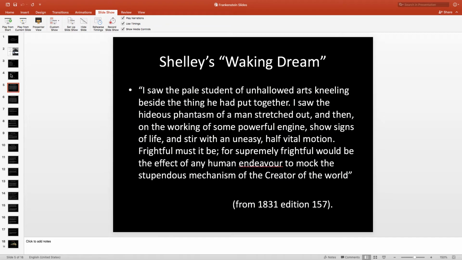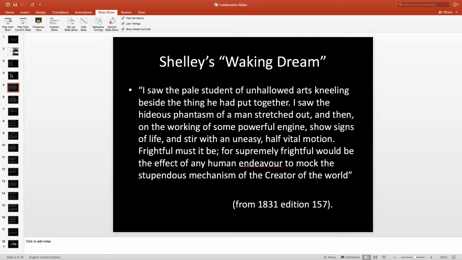This is how Shelley describes her inspiration for the novel. She said that she saw the pale student, Victor, of unhallowed arts, kneeling beside the thing he had put together. "I saw the hideous phantasm of a man stretched out, show signs of life, and stir with an uneasy, half-vital motion." So this is the moment in which the creature awakens and Victor flees because of the horror that he sees when the creature beholds him for the first time.